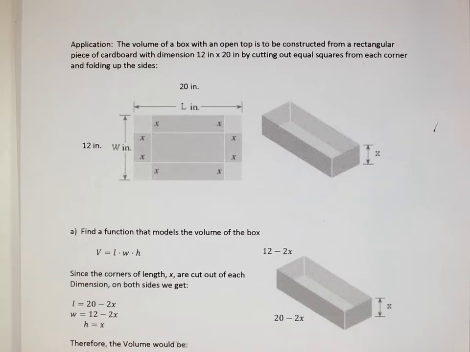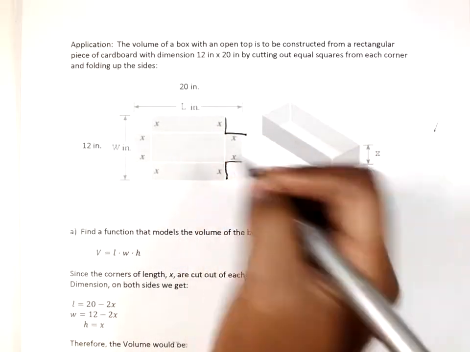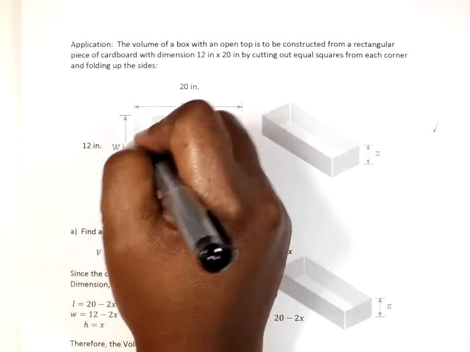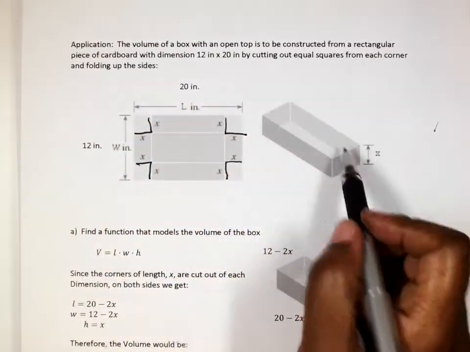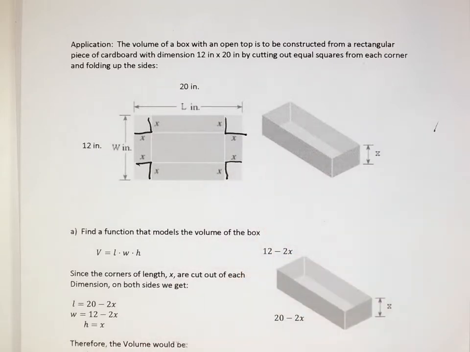So here we have an application. What we're going to do is make a box by taking a 12 by 20 inch piece of cardboard and cutting out equal pieces out of the corners and then folding it up. So this is what we'll end up with after we cut out those corners and fold it up.